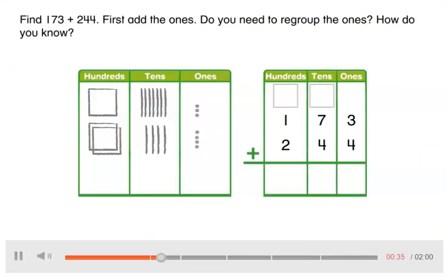Find 173 plus 244. First, add the ones. Do you need to regroup the ones? How do you know?